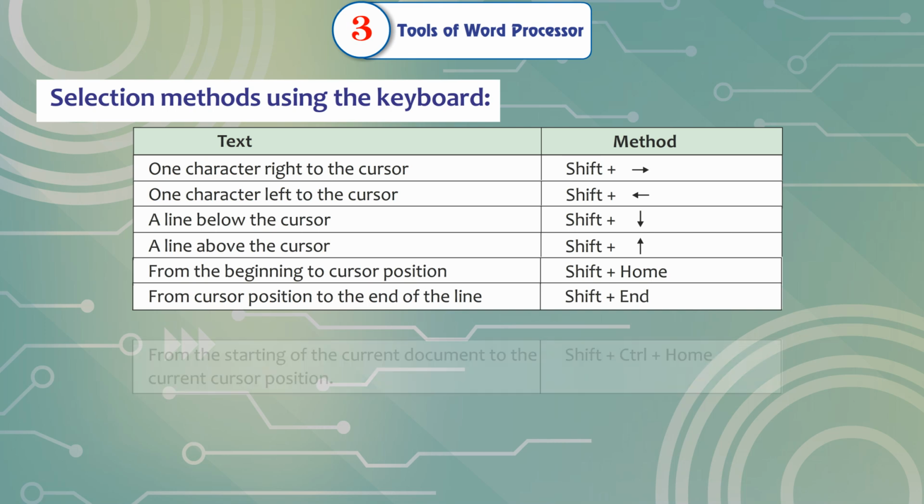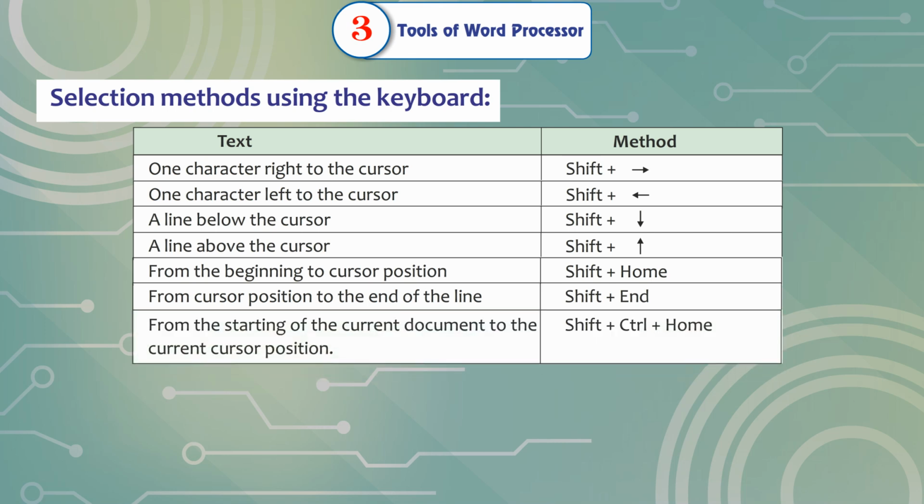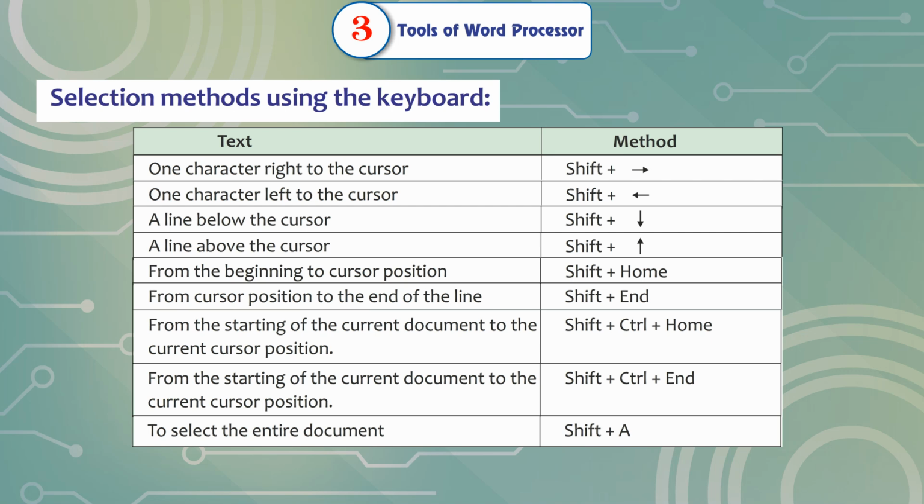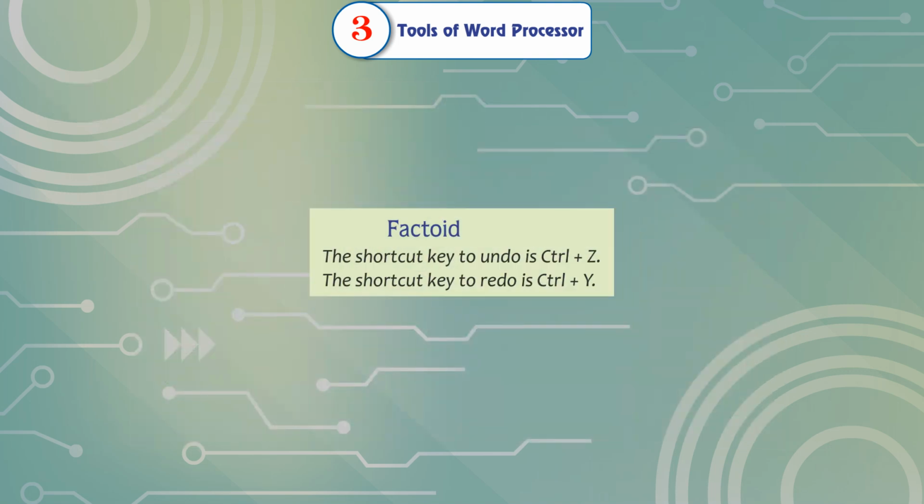From the starting of the current document to the current cursor position: Shift plus Control plus Home. From the cursor position to the end of the document: Shift plus Control plus End. To select the entire document, Control plus A. Factoid. The shortcut key to undo is Control plus Z. The shortcut key to redo is Control plus Y.